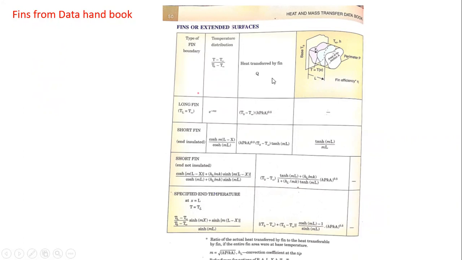Similarly, the heat transferred by the fin, Q, for a long fin is given by this expression: TB minus T infinity into square root of HPKA. For a short fin, end insulated, it is TB minus T infinity into square root of HPKA multiplied by tan hyperbolic ml. So these are the expressions for heat transfer by the fin for different cases. Next, at the last we have the efficiency of the fin for a short fin, end insulated, where the m value is given by square root of hP by kA.